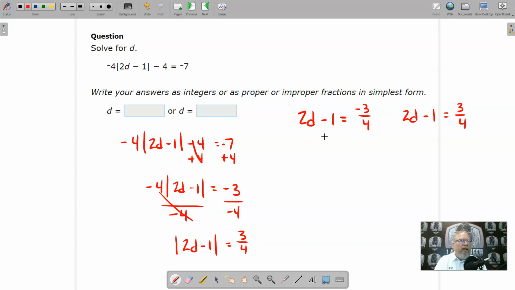So let's go ahead and, oh goody goody, I get to deal with fractions, right? Let's add 1 to the side and I'm going to add 1 to the other side. I'll do that in a moment. But those are going to cancel each other, leaving me with 2d.